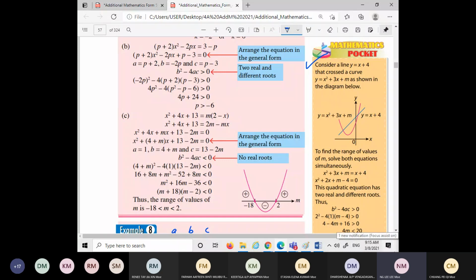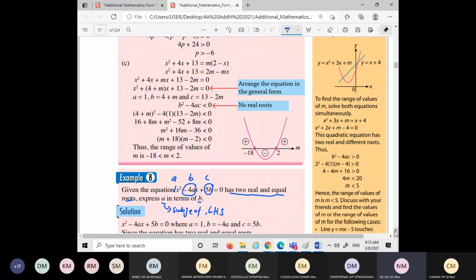To find the range of value of m. The quadratic equation has 2 real and different roots. Why do you know this? It's because the line cuts the curve at 2 points, which means you will have 2 solutions.